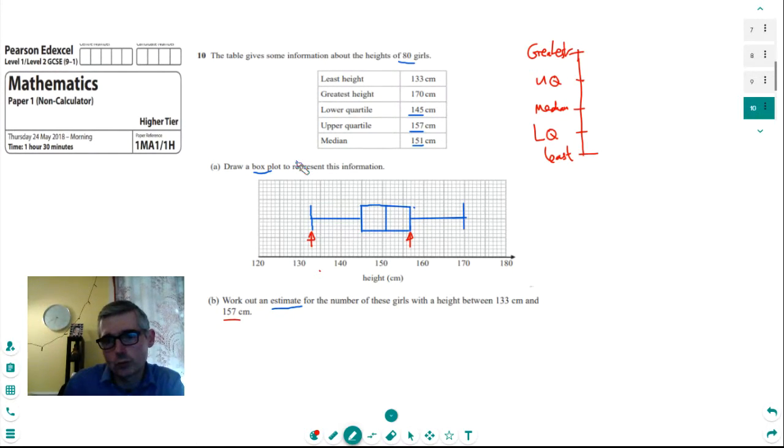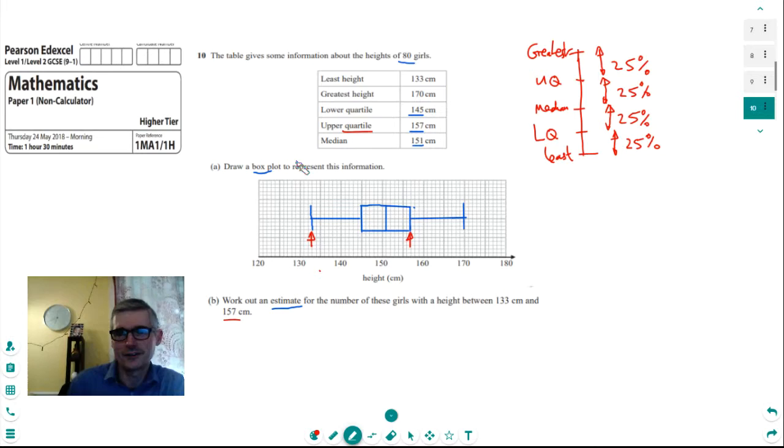And it's split in such a way that there's 25% of the data below the lower quartile, and then we've got another 25% between the lower quartile and the median, and then another 25% between the median and the upper quartile, and finally another 25% between the upper quartile and the greatest value. So it's split into quarters. That's where the word quartile comes from.